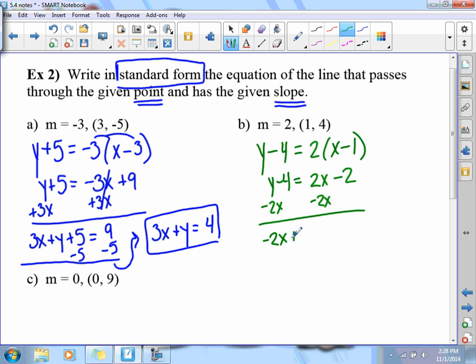I'm going to write the x term first, just like we were doing in the previous example. And then I have to add the 4 over to the other side so that I have just the x and y on the left side of the equation, and then all my numbers over on the other side of the equation.